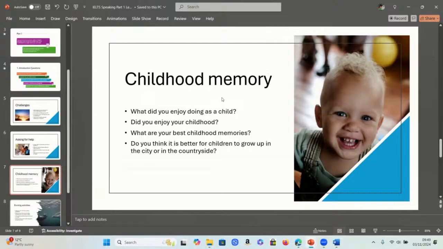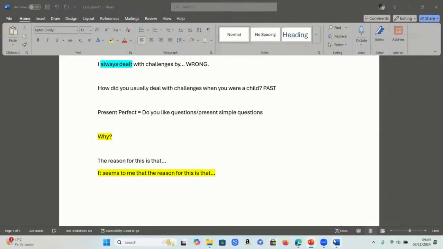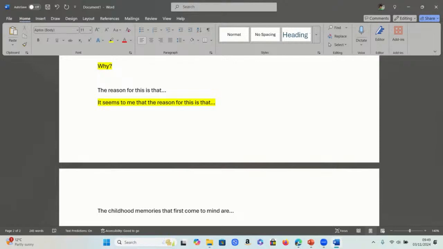However, although it's about childhood memory, these questions here are using present tense. So what are your best childhood memories? So the childhood memories that come to mind, or first come to mind, are, you could say something like that. You start like that, and then you want to say because or another word for because. So we'll say as or due to the fact that. And then we want to say for instance. And it goes along like this.